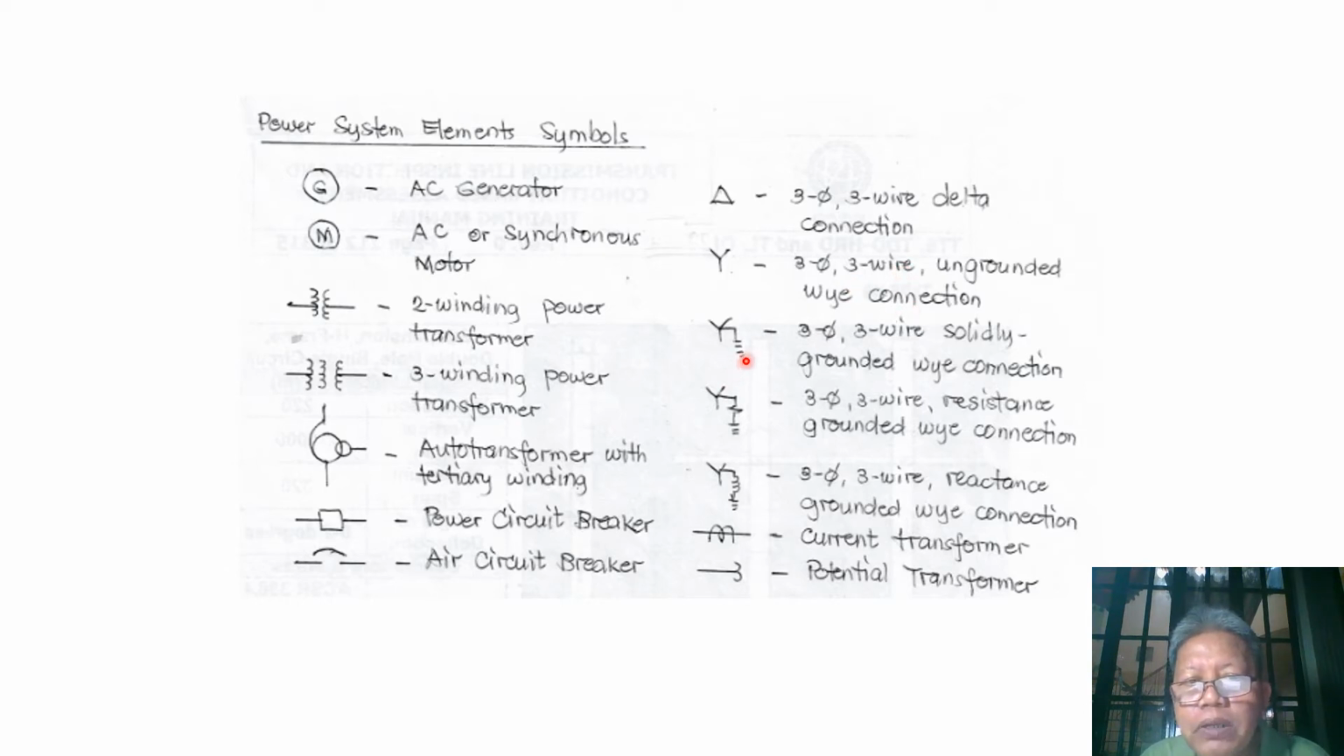Now, if our transformer or generator is solidly grounded, it is represented by this, and if it is resistance grounded, then the neutral is grounded through this resistor. And if it is impedance grounded, for example, when we have a transformer used to ground our neutral, then we can represent that with a reactance towards the ground. And for a current transformer, we represent it this way, while for potential transformers, we represent it this way.